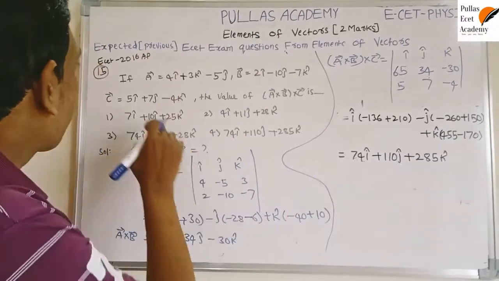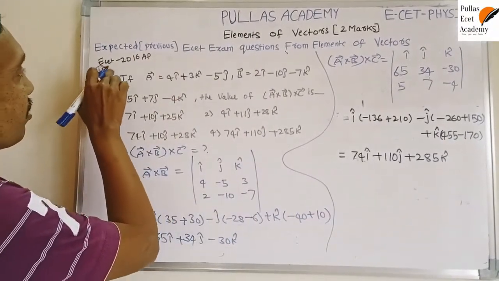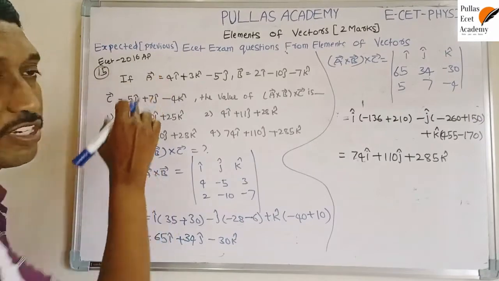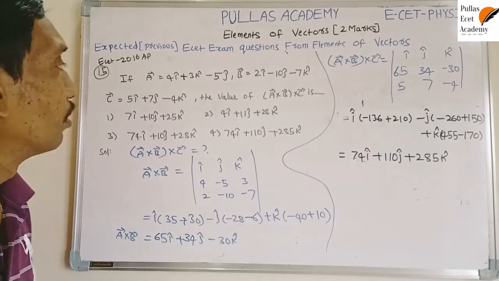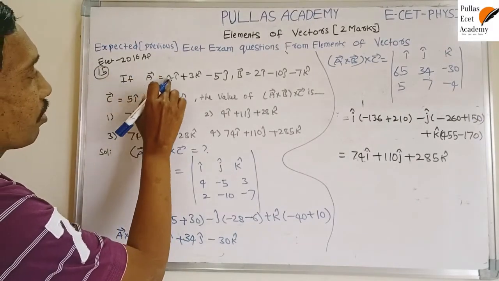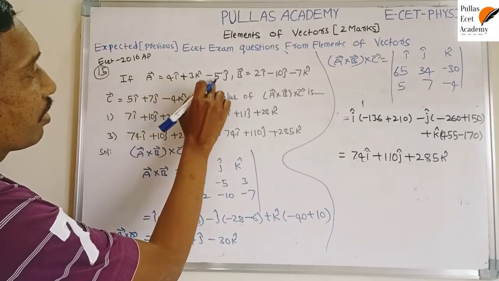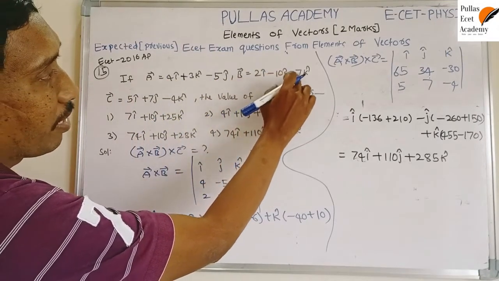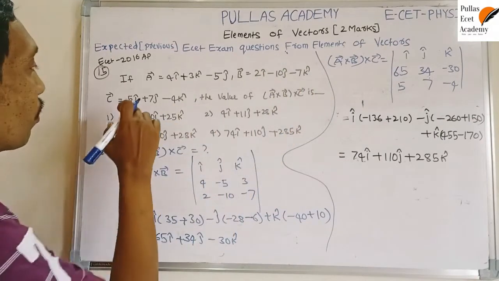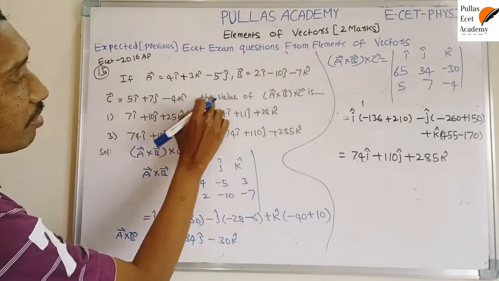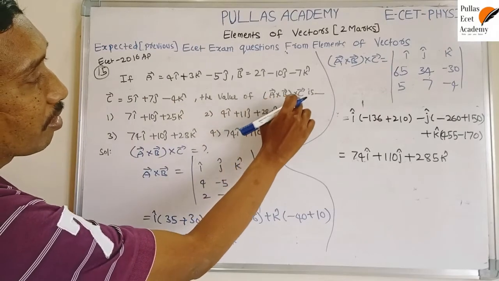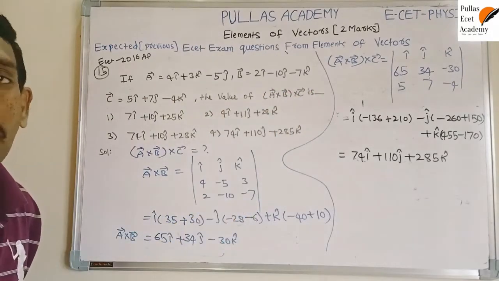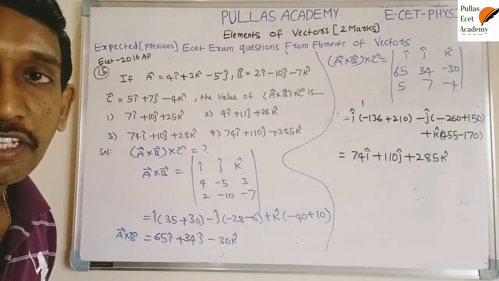We are going to discuss question number 15. This question is repeated in the ESET 2016 AP paper. The question is: if A bar is equal to 4i cap plus 3k cap minus 5j cap, B bar is equal to 2i cap minus 10j cap minus 7k cap, and C bar is equal to the given vector, the value of A bar cross B bar cross C bar is asked. It's a very simple but very lengthy question.